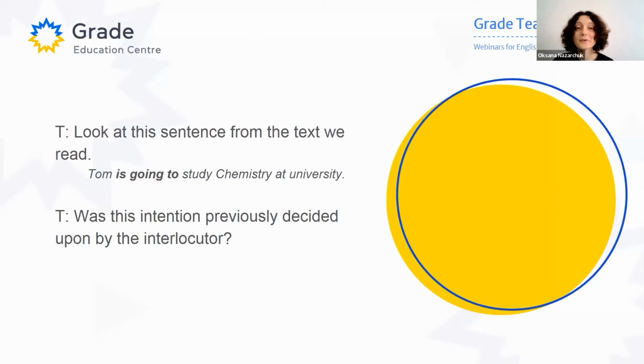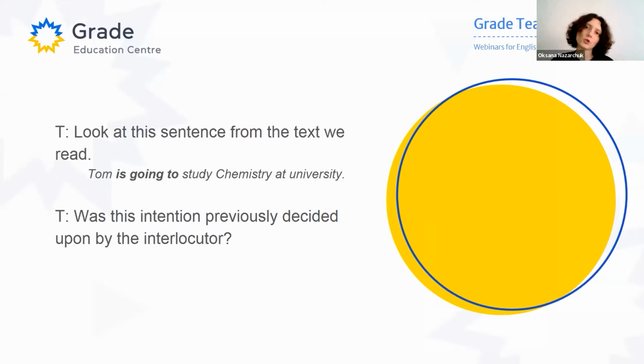Yeah, exactly. So you're right. The language in the question is too complicated. Be going to is first introduced at elementary level, or sometimes even at A1 level. It depends on the course. And then you ask your students, was the intention previously decided upon by the interlocutor? You will lose your students there. They will not be able to answer the question. They will say yes or no, having no idea what you're asking them.